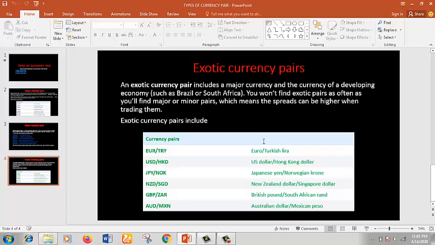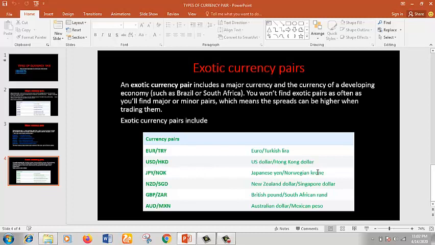Some examples of a minor exotic currency pair are the euro versus TRY. TRY is what we call the Turkish lira, the symbol of their currency. The Turkish economy, as a nation, is termed a developing nation. But in Africa, we only have South Africa that is called a developing nation. Then we have the US dollar versus Hong Kong dollar. Hong Kong is also termed a developing nation. We have the JPY versus the Norwegian krone, please. So this is another developing nation.